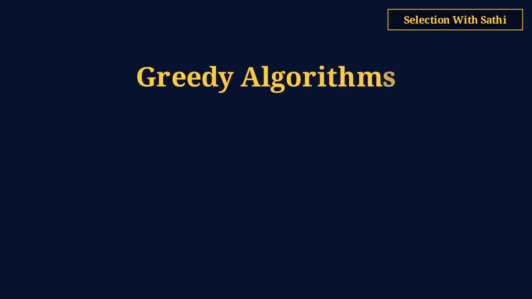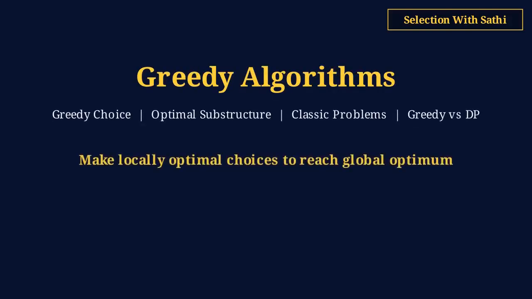Welcome to Selection Sathi. Today we learn about greedy algorithms, a technique where we make the locally optimal choice at each step hoping to reach a globally optimal solution. Greedy is faster and simpler than DP, but it only works for certain problems. We will understand when greedy works, when it fails, and solve classic problems like activity selection and Huffman coding.